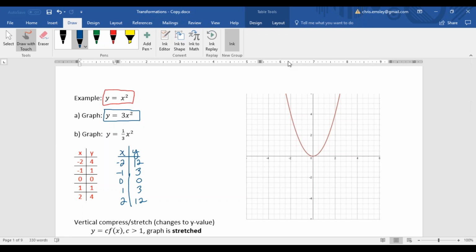-2, 12 would be way up off the top of our graph, so we'll just skip that point. -1, positive 3 would be here. 0, 0 would be here. And 1, 3 would be here. And we only have 3 points here since the values of y get large so quickly, but we kind of know what's going on with this shape now just from our experience. So we want to connect those points with a nice smooth parabola. Sorry, it's a little shaky. Hopefully you get the idea.